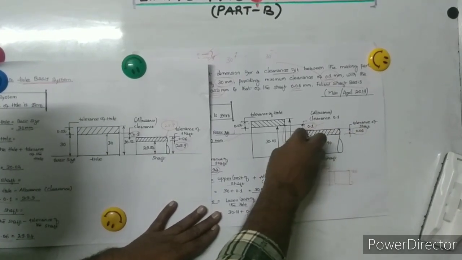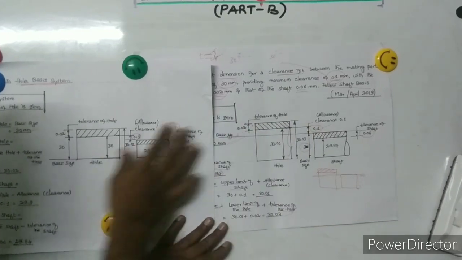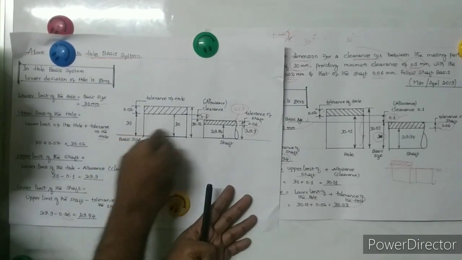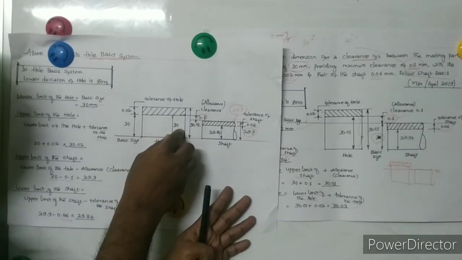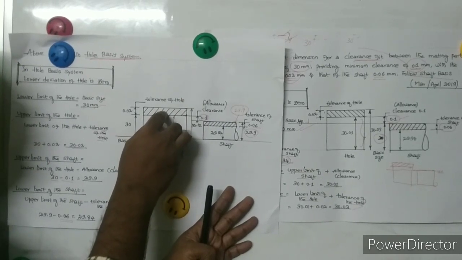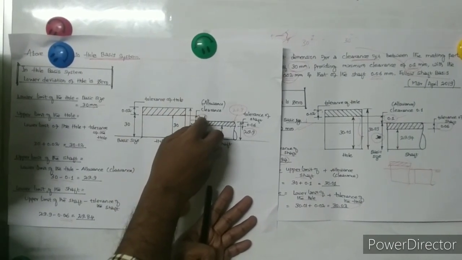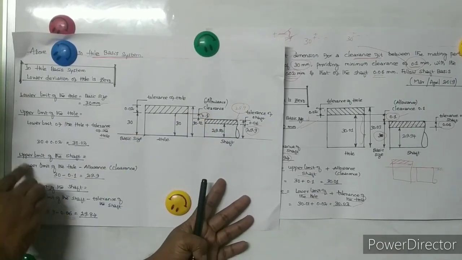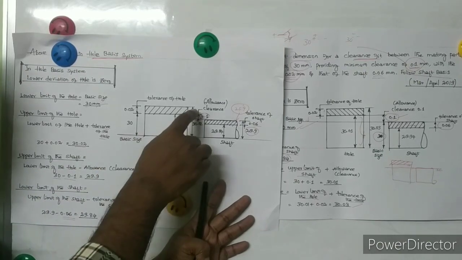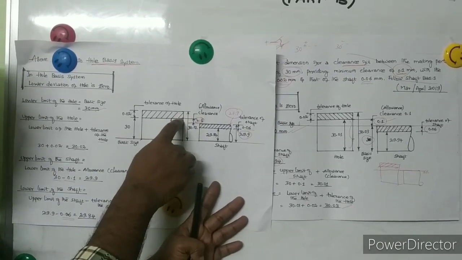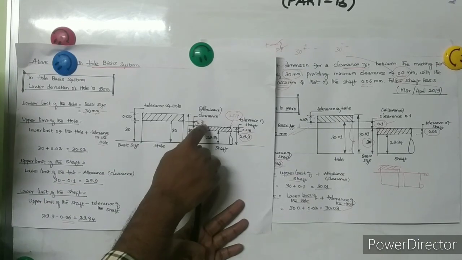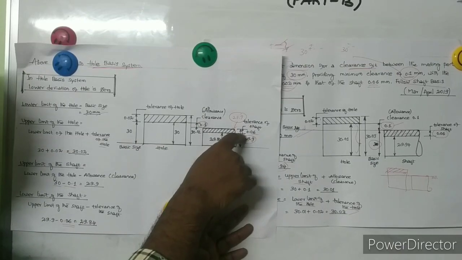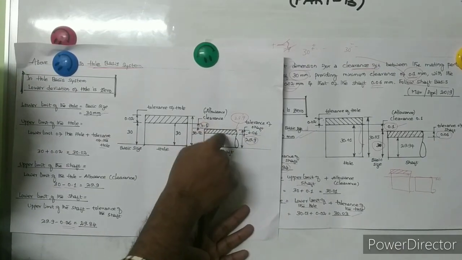Then the clearance will be above the line, then the hole size is fixed. From here, in the hole basis system, the lower deviation of the hole is 0, that means the lower limit of the hole becomes your basic size. From there, the tolerance gives the upper limit of the hole. Then from the lower limit of the hole, subtract the clearance value, and you get the upper limit of the shaft. From there again, subtract the tolerance of the shaft, and that gives your lower limit of the shaft.